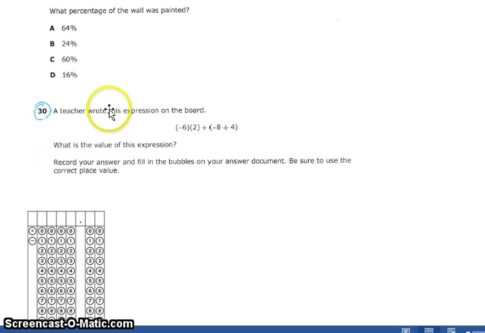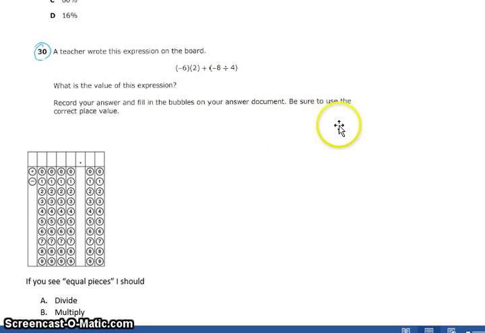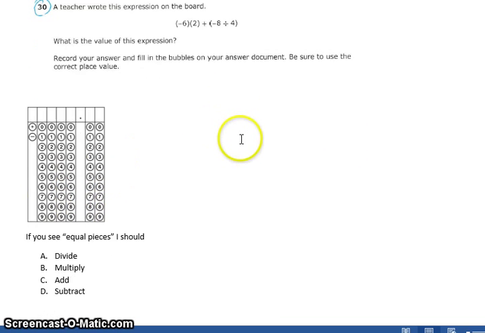Here it says the teacher wrote the expression on the board. They give you the expression here. Parentheses, -6, close parentheses, parentheses, 2, close parentheses, plus, parentheses, negative 8 divided by 4, close parentheses. What is the value of this expression? Again, once you find your answer on the calculator, you'll bubble it in on the answer key here.